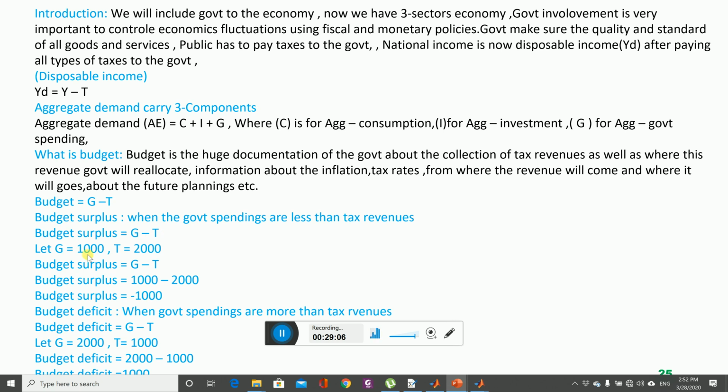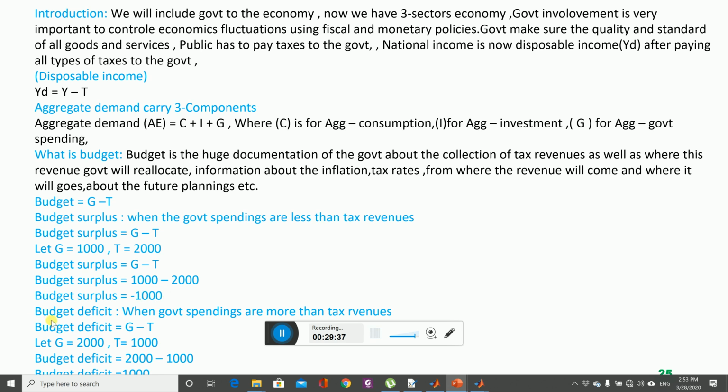G is 1000, suppose T is 2000. So $2,000 million is more than $1,000 million. It means government earning is $2,000 million and government spending on the society is $1,000 million. So $1,000 million still the government has in the budget. So budget surplus here is minus 1000. This negative sign, we take the absolute value, that we have surplus $1,000 million that is not consumed according to the budget.